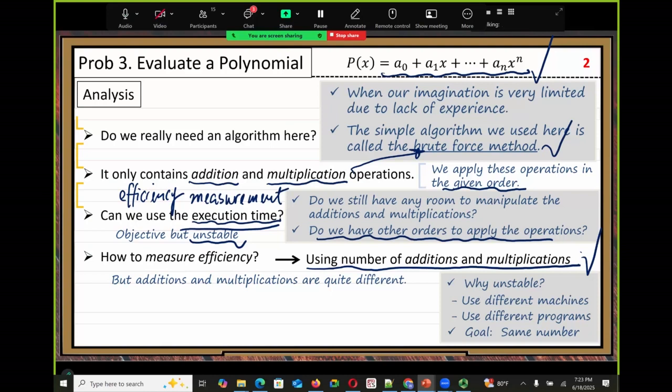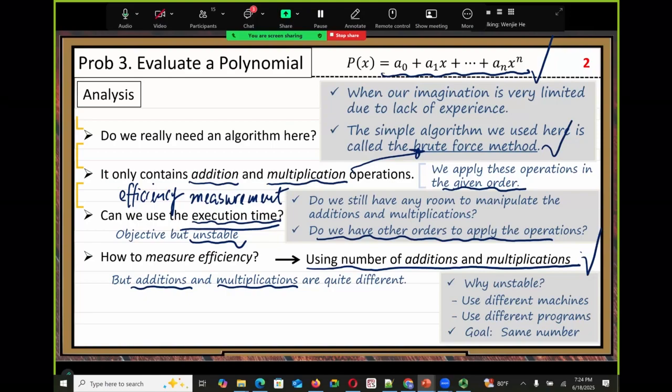next, we need to do the counting. But when we do the counting, there is another subtle question we need to consider. Here we have two operations, addition and multiplication. But these two operations are quite different. The CPU time used for addition and multiplication is quite different. The difference is pretty big.